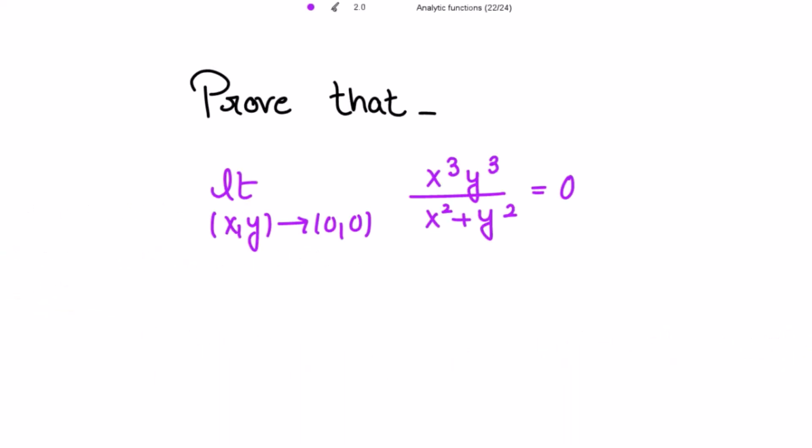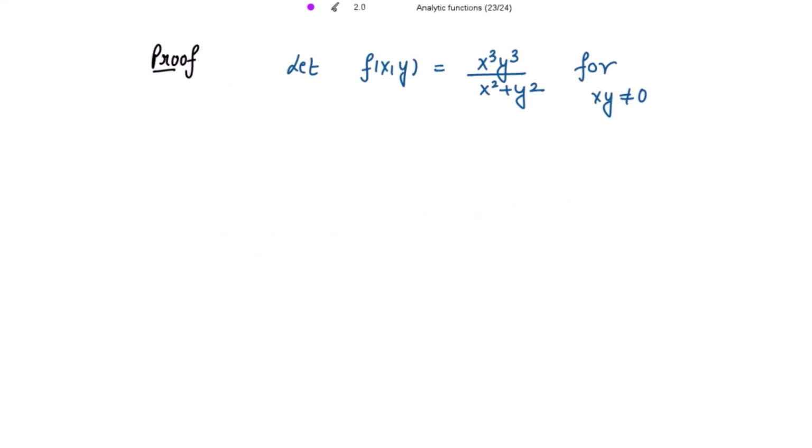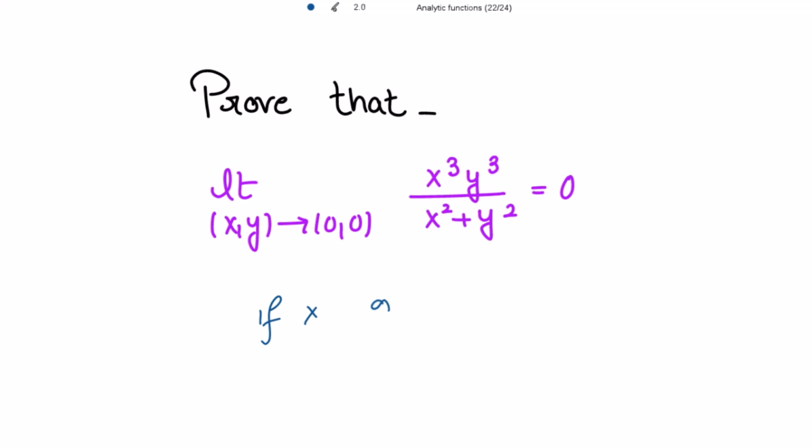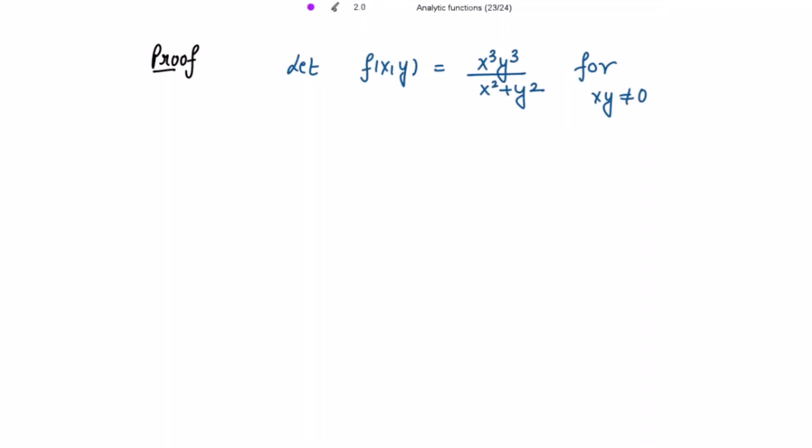Limit of x cube y cube divided by x square plus y square is equal to 0. So let this be the function for the product xy not equal to 0, because if either of x or y is equal to 0, then there is nothing to show, right? So their product must be non-zero. So this is the function given to us for xy not equal to 0.